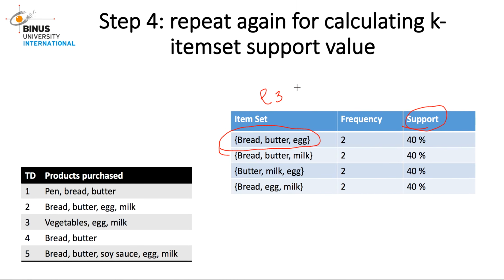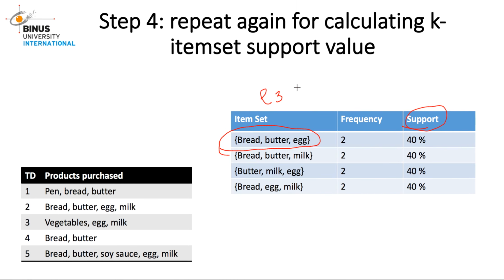The only possible combination from this L3 is only one: bread, butter, egg, and milk, right? Now how about the support? The support is 2 out of 5, equals 40%. Bread, butter, egg, and milk, and then again bread, butter, egg, and milk. So we have 2. Okay, it's all good. We have 40% in here, the minimum support.